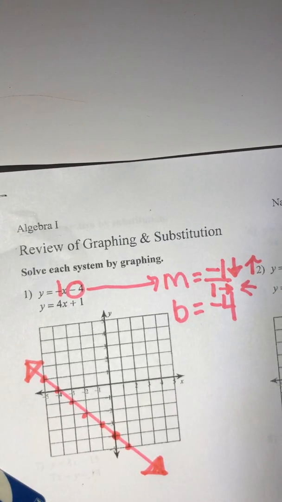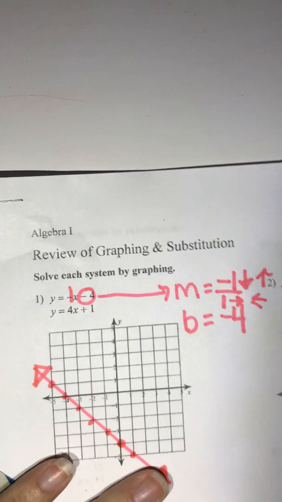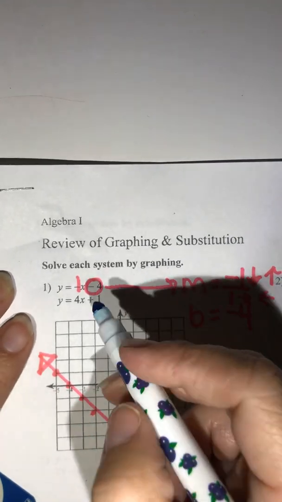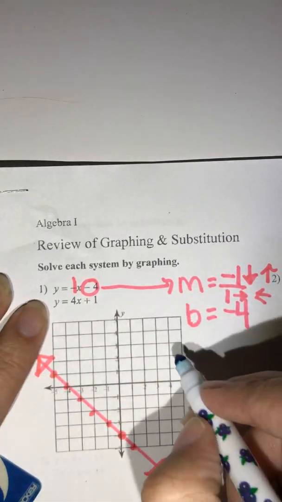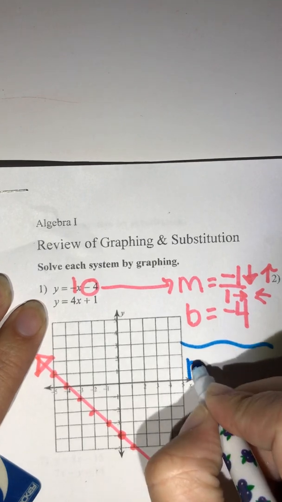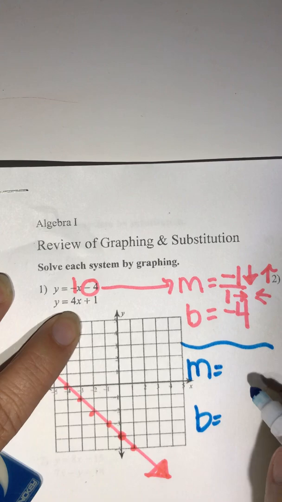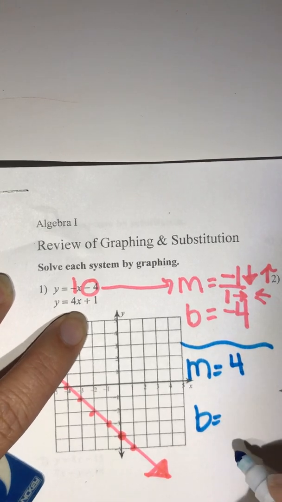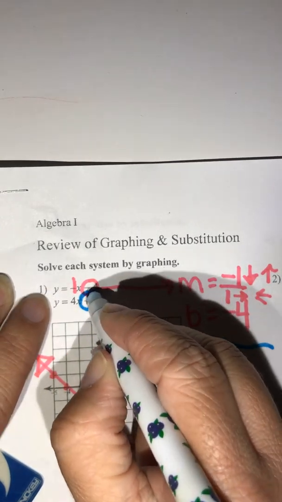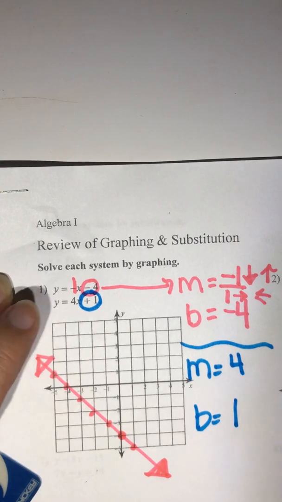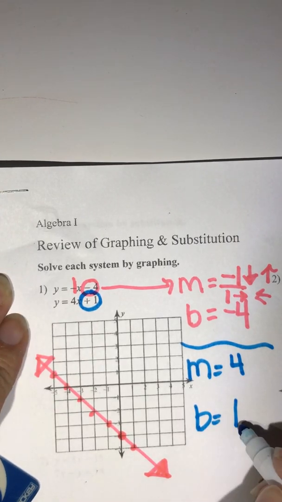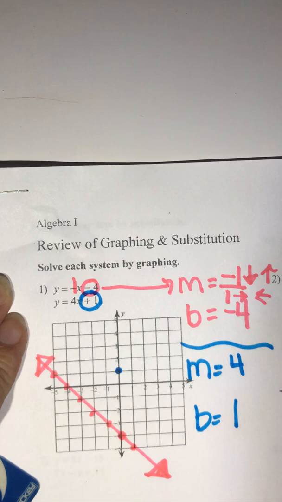Then I'm going to do the second equation on the same graph, and I'm going to identify my m and my b. My m is the number in front of the x. Remember, that's a 4. And my b is the y-intercept, and it's the number by itself. It's a 1. So I'm going to start my beginning point, my b, at 1 on the y-axis.